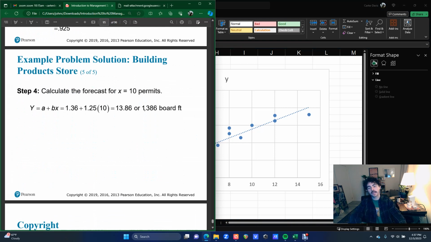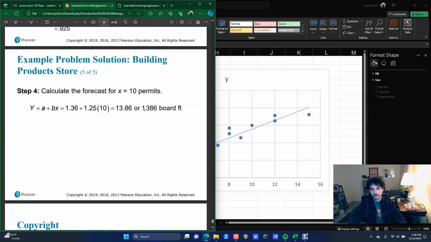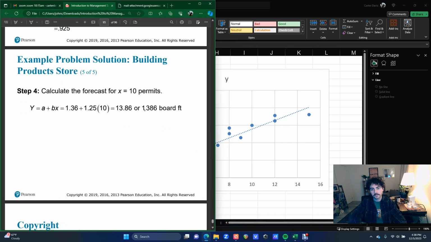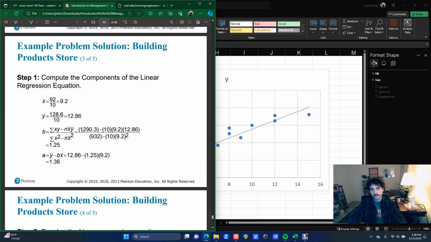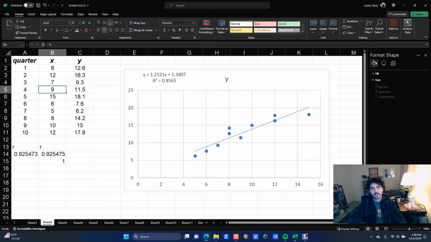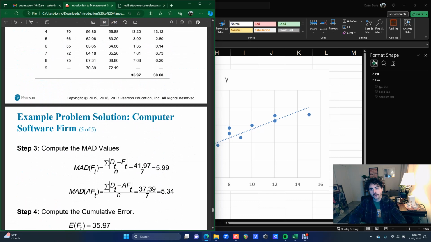Calculate the forecast at x equals 10. So x equals 10, they're really just saying like 10 is the number of permits, right? So yeah, 10 permits. So it's, again, just plugging in x here and calculating the y value to approximate whatever their y value is. I don't even remember, lumber sales. So if you have 10 building permits, you need that much lumber. That's what it's approximating. There's one more thing I wanted to talk about, and it was the r squared.